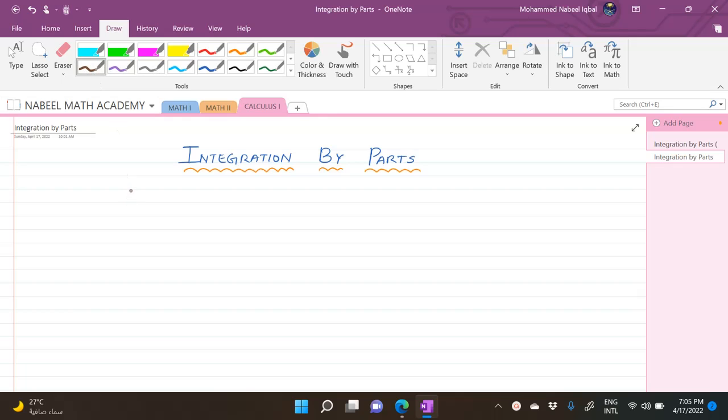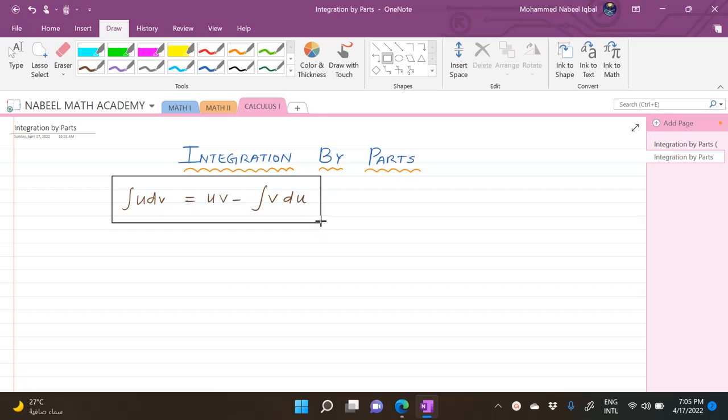The formula is given by integral of u dv equals uv minus integral v du. So this is the formula for integration by parts. Now let us go with the first example. First question: evaluate integral ln x dx.